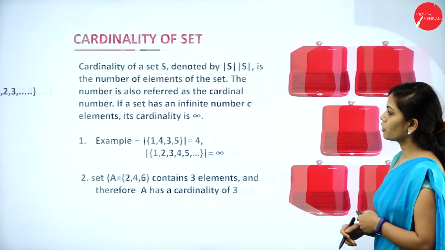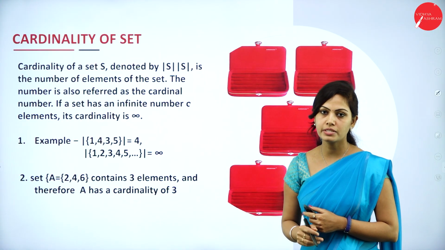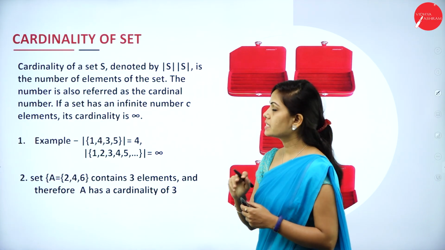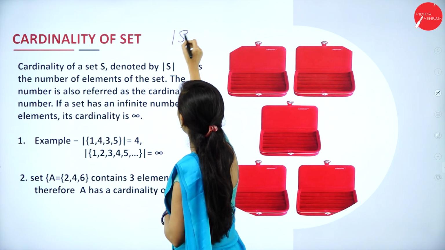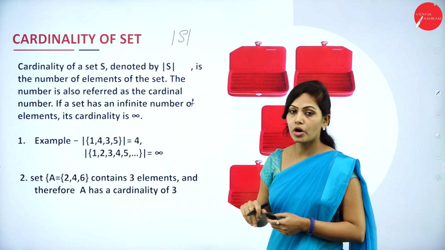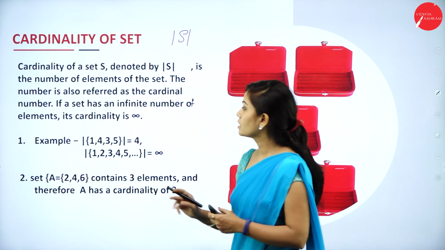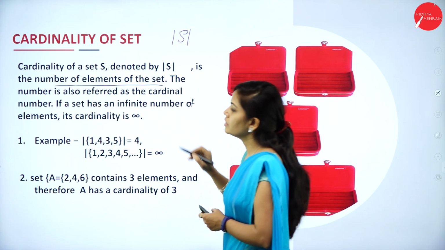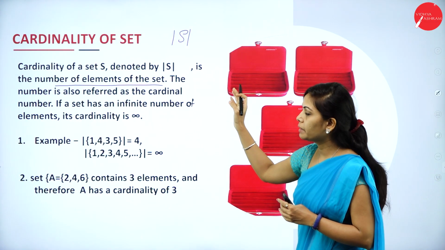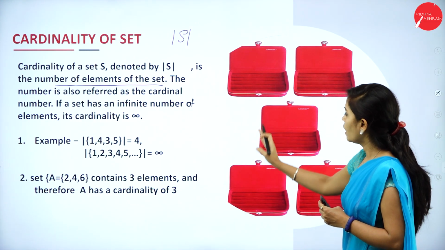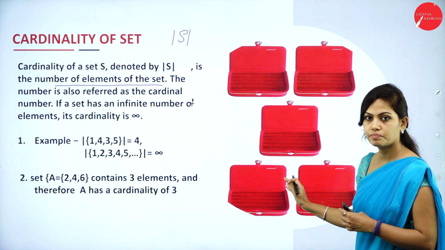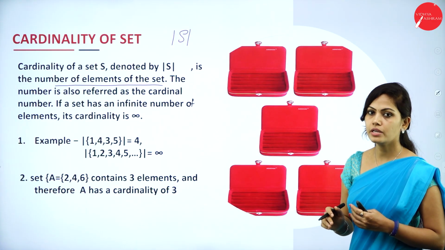The next important concept is the cardinality of a set. So what is the cardinality of a set? It is denoted by mod S. The cardinality of a set means the number of elements of the set. Very simple concept. So here, how many elements are there? We have 5 elements. So this is called the cardinality of a set.